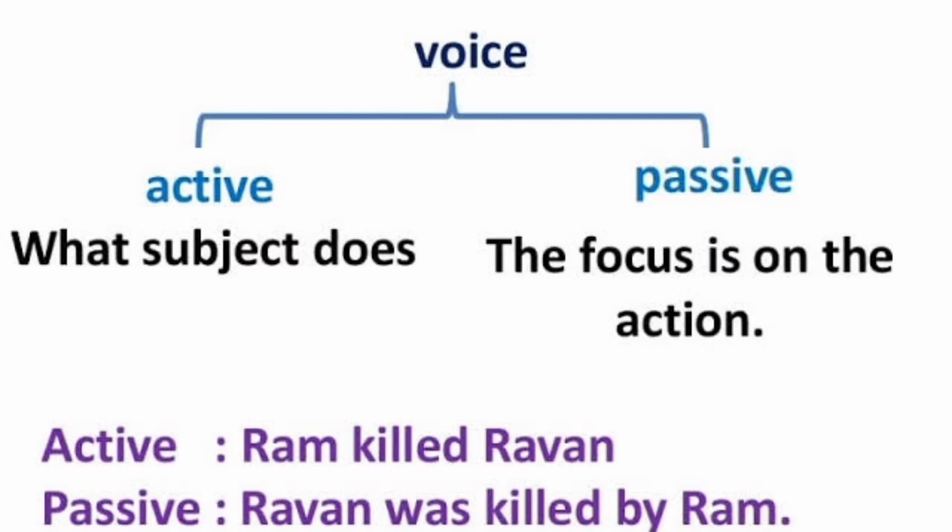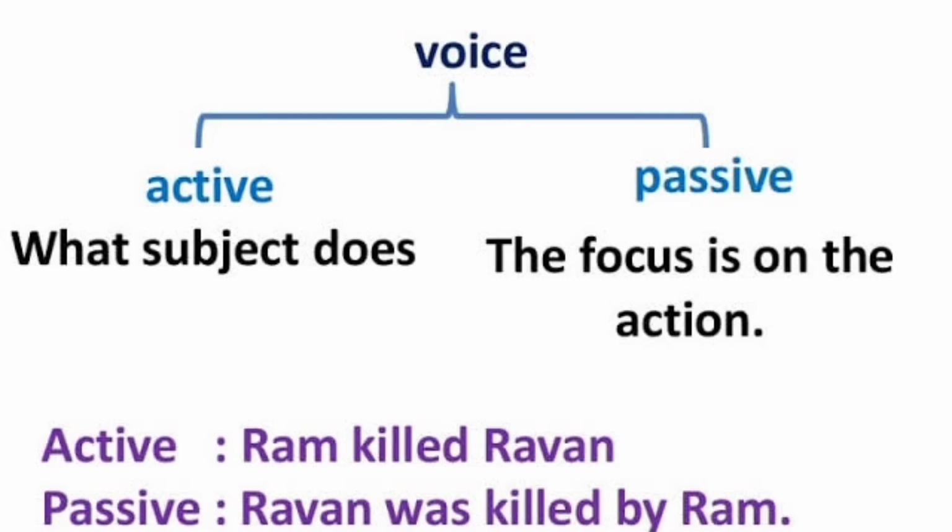So in last class, we have seen a basic introduction to voices. Today, I'm going to elaborate on it. So voices can be divided into active and passive. What the subject does is said to be active voice. And when the focus is on the action, it is said to be passive.